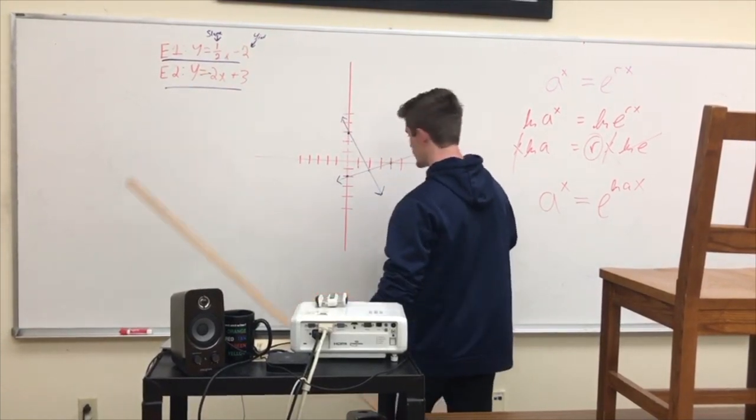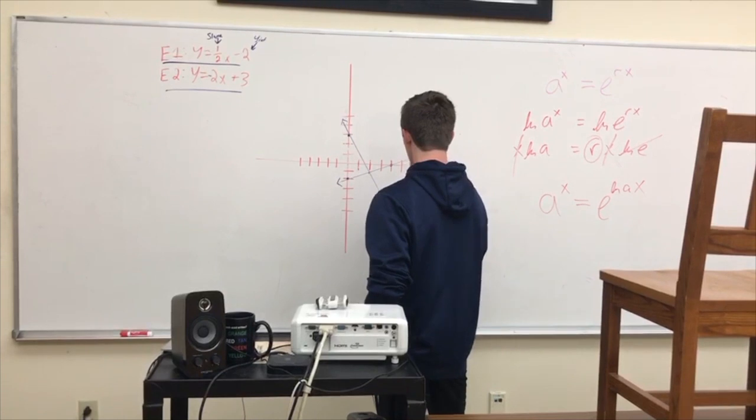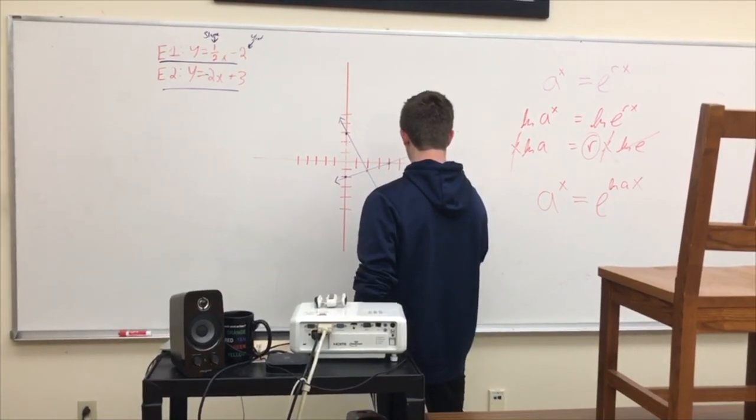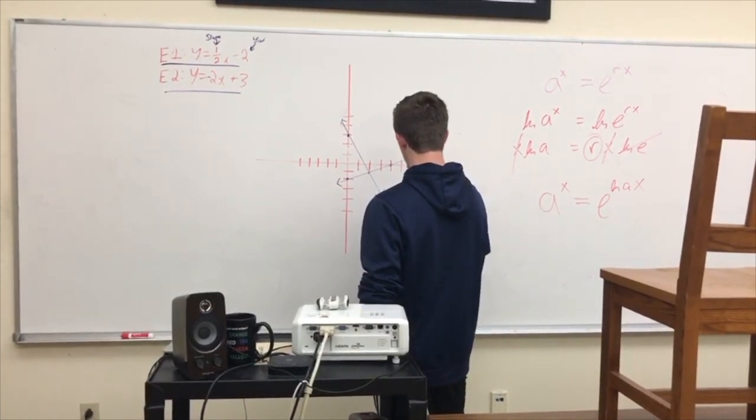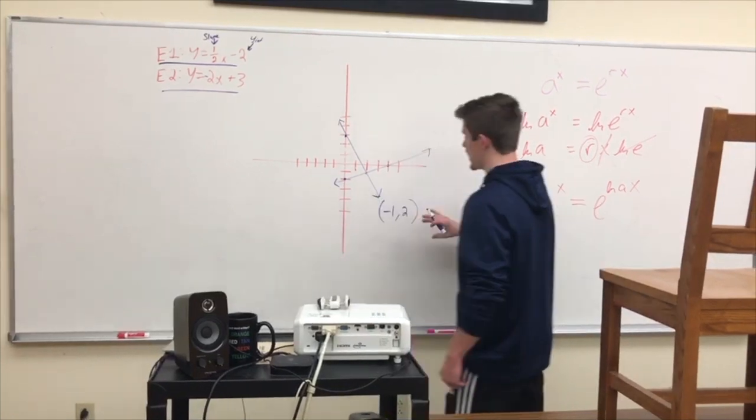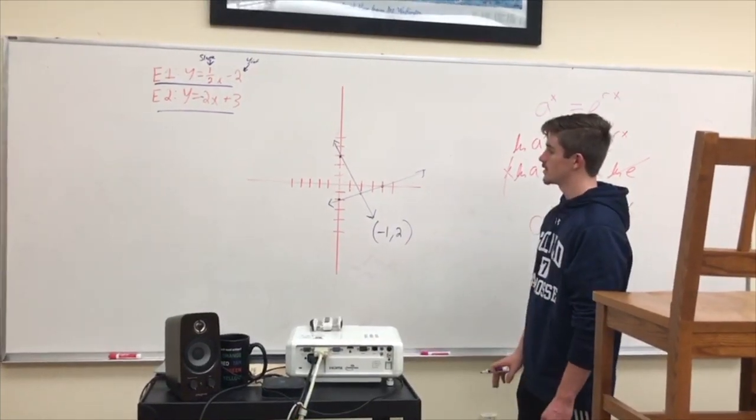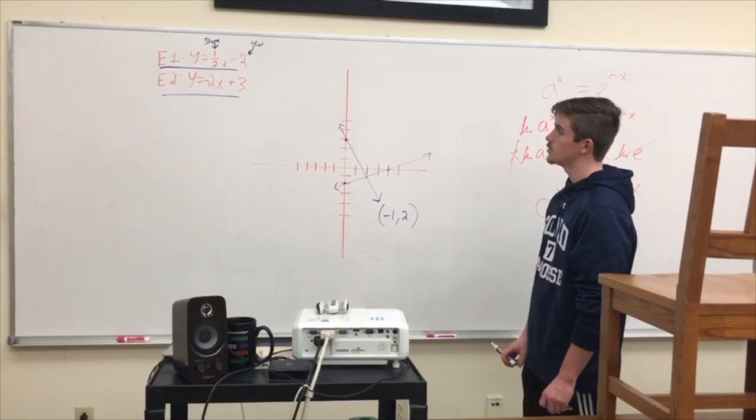So if you were to write it out as an ordered pair, negative 1, 2 would be the answer to your system of equations.